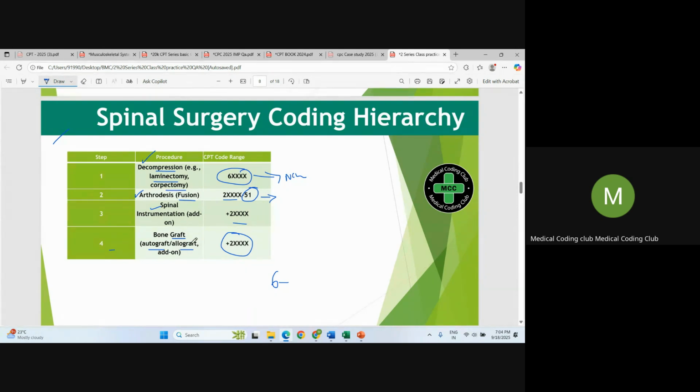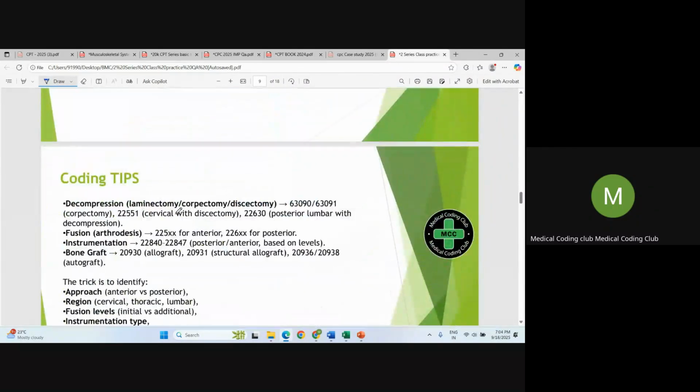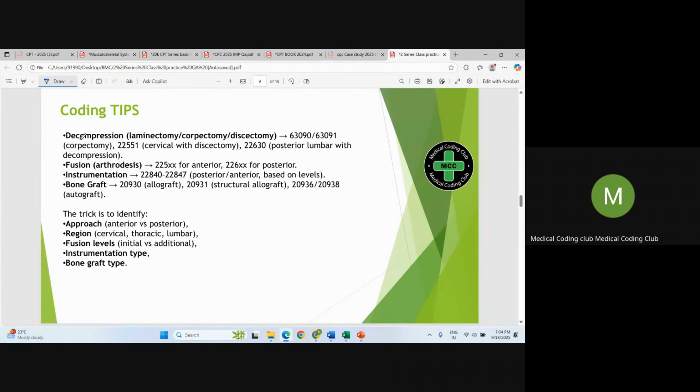And for each of the procedures we discussed, today we will just see the practice questions, so you will get more clarity. First, the tips. Decompression: here we will check what kind of procedure they are performing, laminectomy, corpectomy or discectomy. Then comes fusion, which is arthrodesis. Here you have to check anterior or posterior. Instrumentation: here also you have to check segmental anterior, segmental posterior, or non-segmental anterior, non-segmental posterior. Those approaches you have to check.